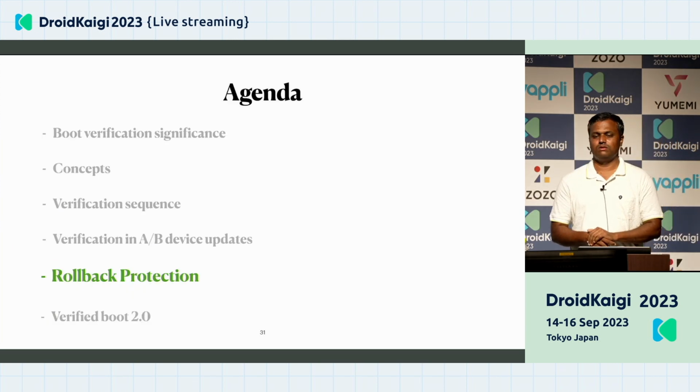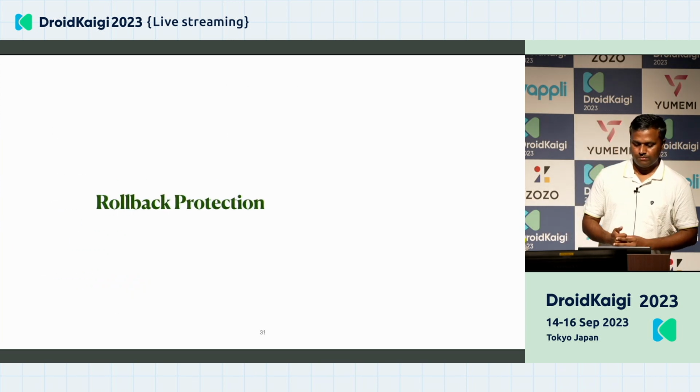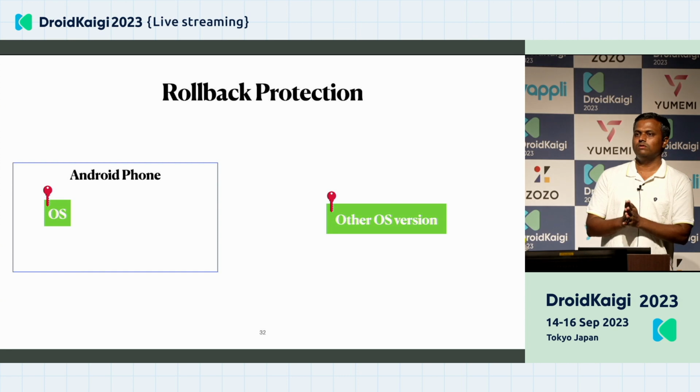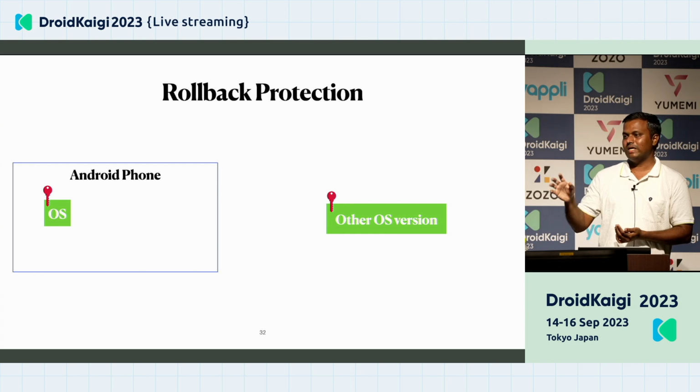So next part is rollback protection. Whatever we have seen earlier, we have an Android phone which has some OS signed with some key. If we find another OS version which is also signed with the key, then we allow it to install, right?